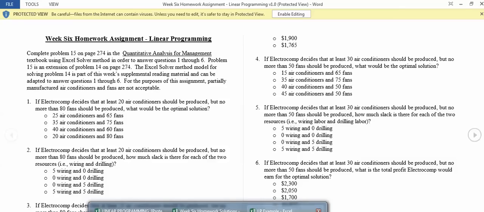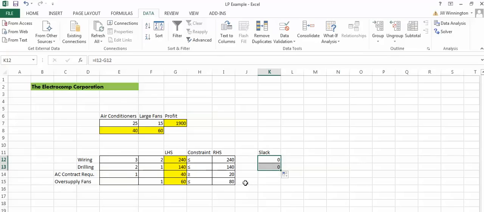What we would do with that is we would take this constraint for the air conditioners required, and we would change that. So you see here that we produced 40 air conditioners. So what we would want to do is change this right hand side to 30 and then go do Solver one more time.